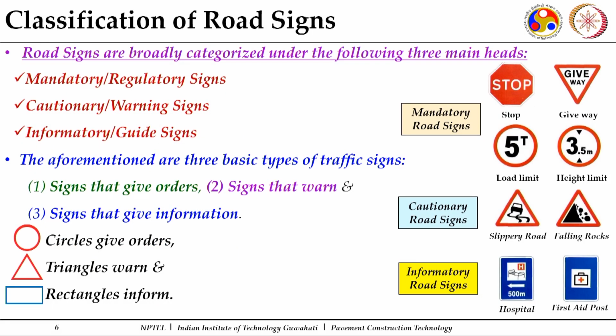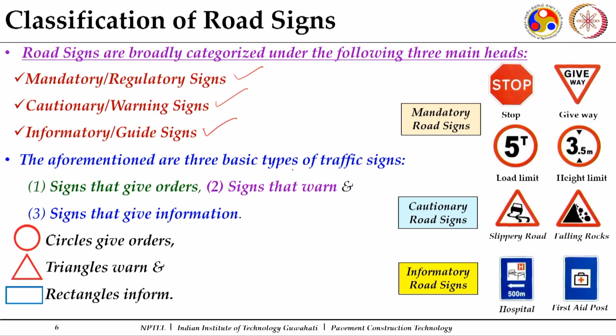Now, these road signs are basically characterized into 3 main heads. What are those 3 main heads? One is mandatory and regulatory. The word itself says they give some mandatory and regulatory information. Cautionary and warning signs, they give you some warning, so they give you information related to certain cautions which are to be taken up. And informatory and guide signs. So, these are the 3 main categories under which the different road signs are generally classified.